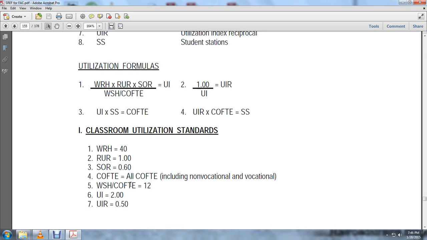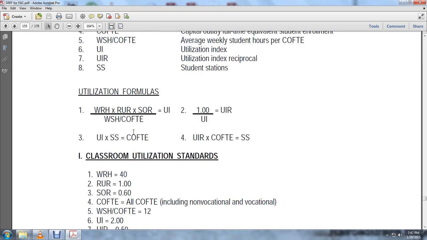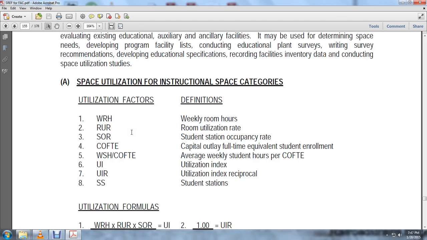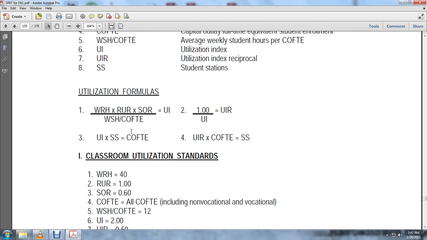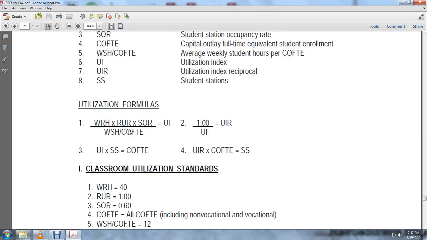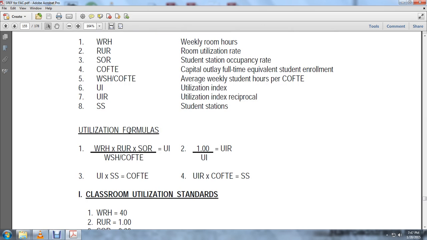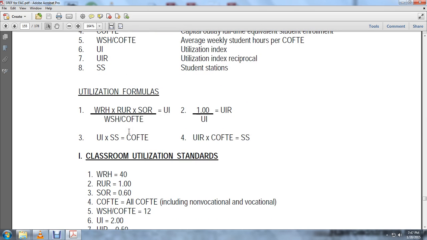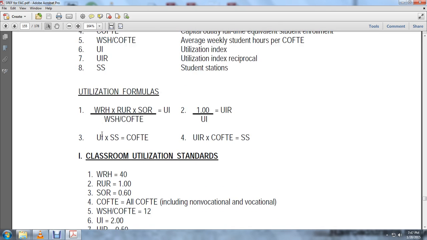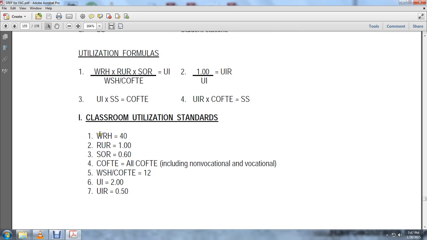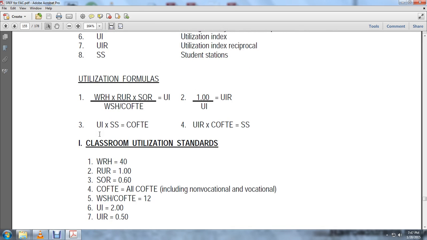Classroom utilization standards for weekly room hours, room utilization rate, and student station occupancy rate are as follows: 44 by 1.0 and 0.60. The capital outlay full-time equivalent student includes all, non-vocational and vocational. The average weekly student hours per capital outlay full-time equivalent student enrollment is 12. The utilization index is 2.0, and the utilization reciprocal is 0.5.